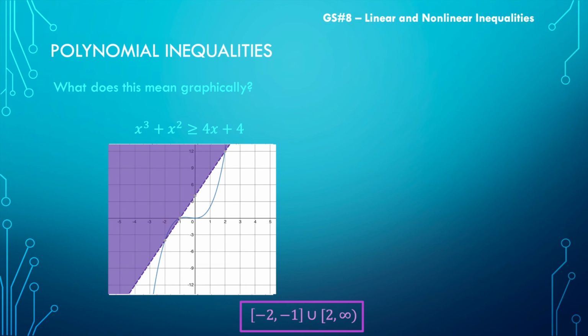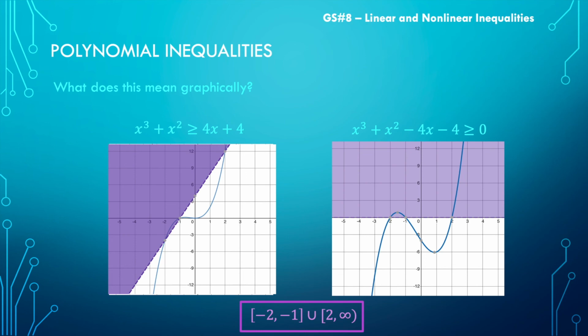Now, if we look at the revised inequality, it's much easier to see because, again, we are relating our inequality now to 0. What part of the graph in blue is above the x-axis, where the y value is greater than 0, right? And so you can see that here between -2 and -1. The graph in blue is above the x-axis. And then again here to the right of 2. So that's what that means graphically.